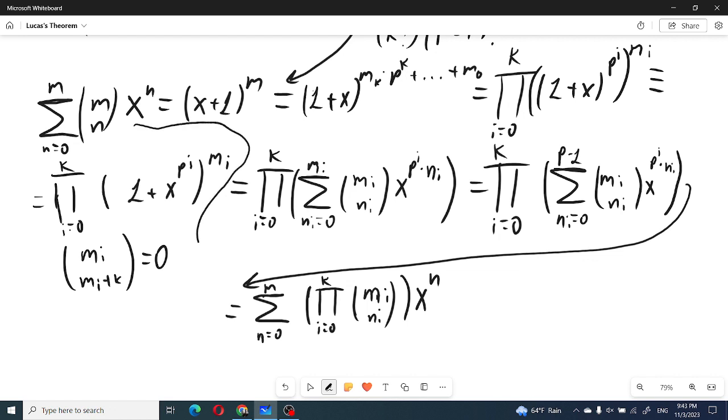So modulo p, this means that the product of m_i choose n_i must be equal to m choose n.